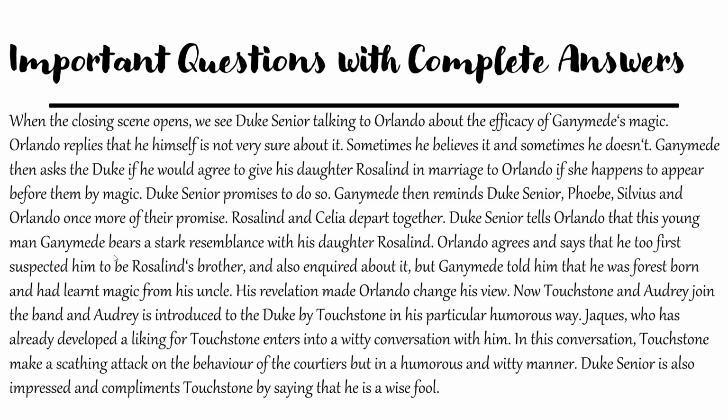Then we'll see the closing scene where we see Ganymede's magic, where he transforms himself into a girl, Rosalind, and then finally Orlando and Rosalind marry. Then we'll see Oliver and Celia coming together in the play, and all the characters join together in the Forest of Arden.